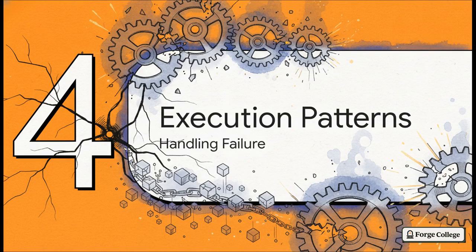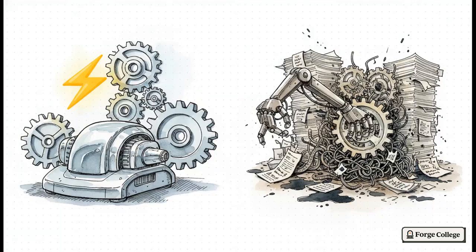All right, Section 4. Integration and execution patterns. So, when you actually set these gears into motion in the real world, occasionally they're going to jam. How you handle that failure completely defines your contract's resilience. You basically have to choose your execution model.